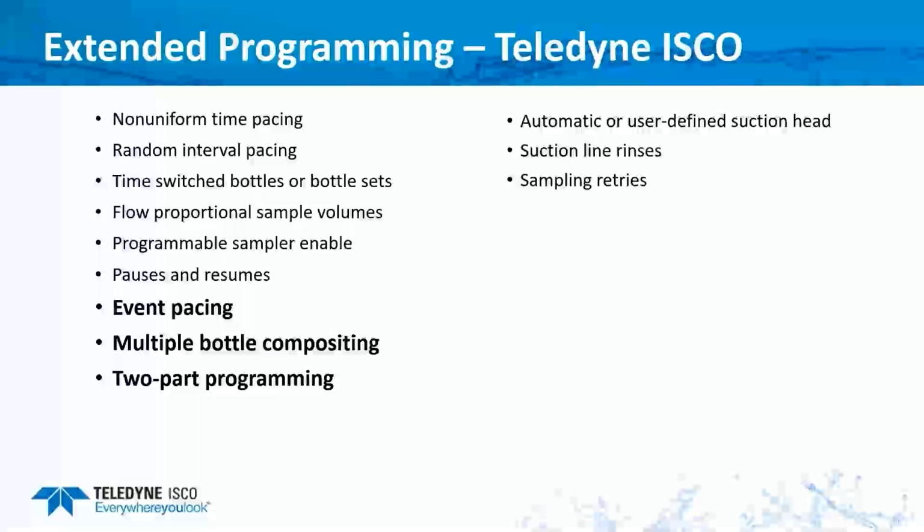Again, we can do multiple bottle compositing, where we can have bottles 1 and 2, bottles 3 and 4, each equally sampling at each sample interval. We can do 2-part programming, which is effectively allowing us to have 2 samplers in one, where we can partition off a segment of the bottles in the sampler for something like our regular time-based programming that we may be utilizing for other purposes, other regulatory needs that we're analyzing.